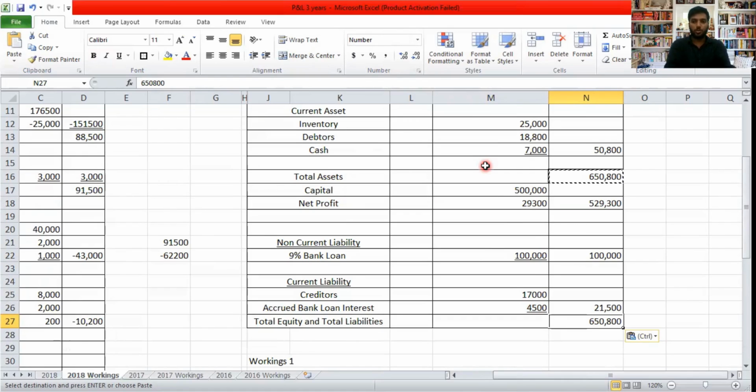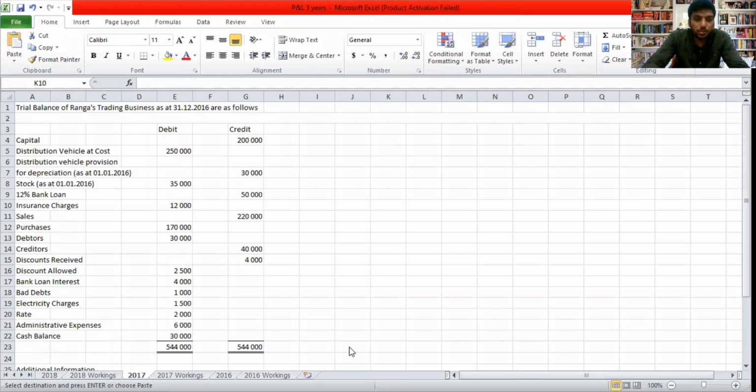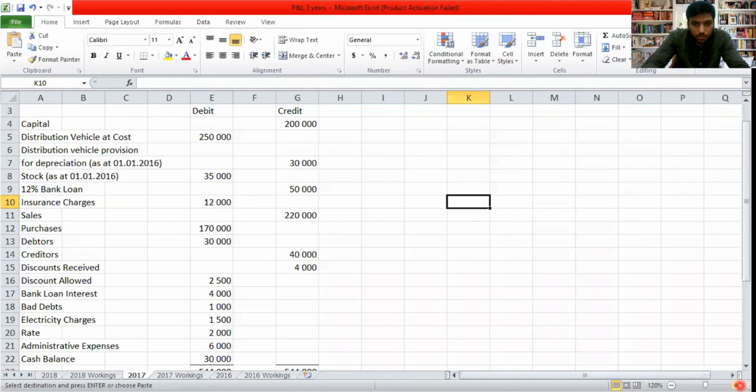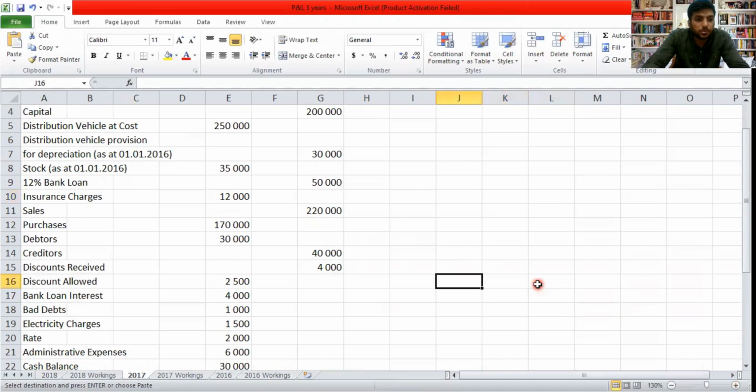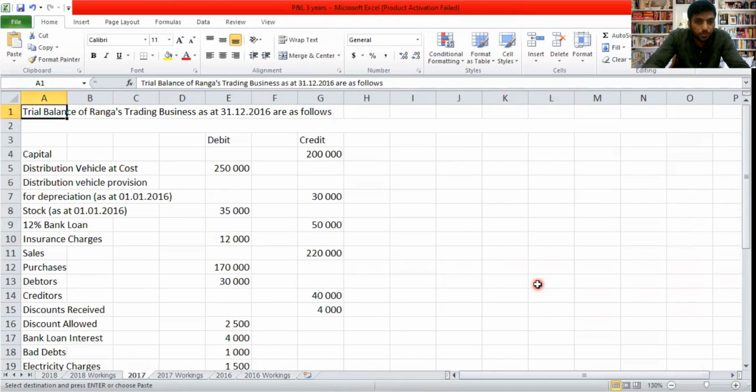So let me move on to the 2017 question. Let's move on to the second question now. We are going to do the trial balance of Ranga's trading business as at 31st 12/2016. So let me start with these details. I'll zoom in a bit so you can have a clear vision. So you have capital.